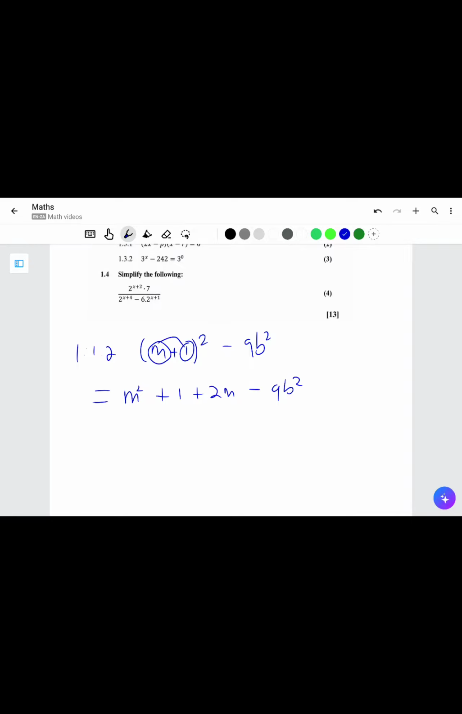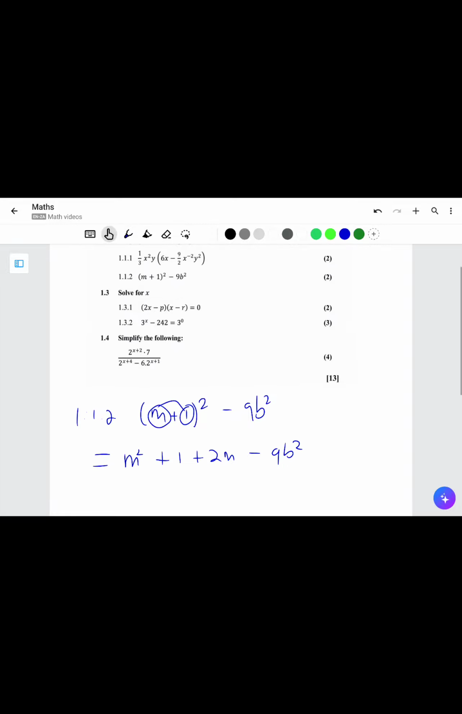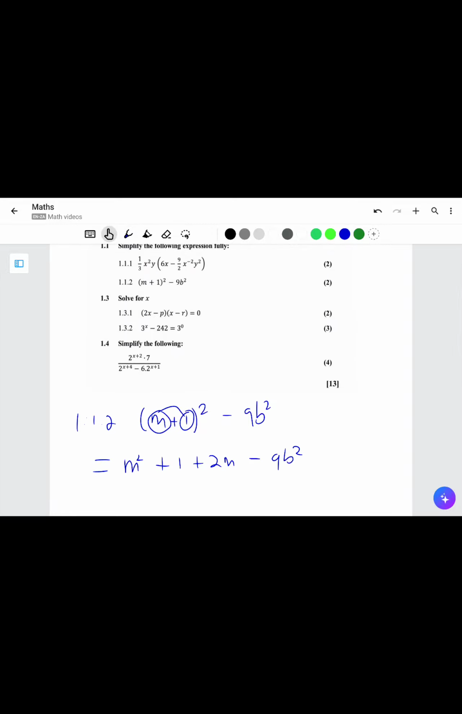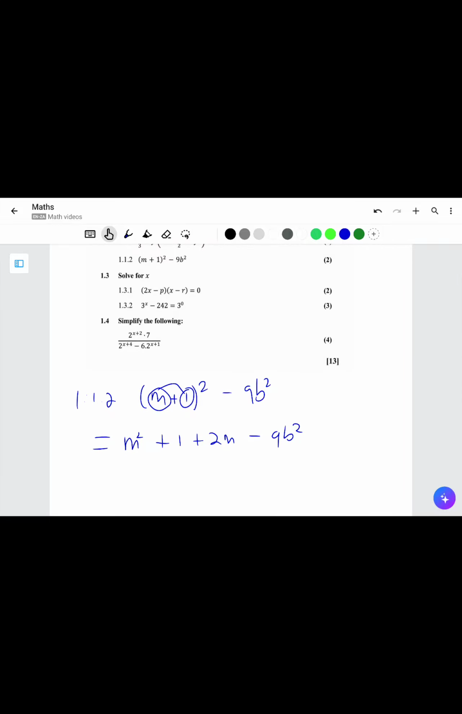Okay, and that's basically all there is to the sum. As you can see, there's no other like term, so we cannot do anything else to the sum, and it's only 2 marks. So as you can see there, it's basically a one-liner. All right, let's look at the next one.